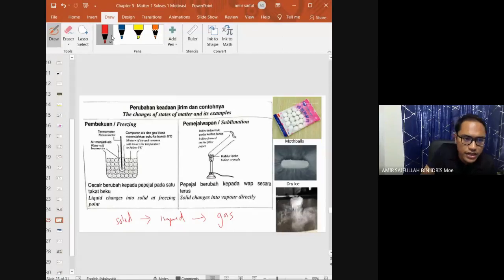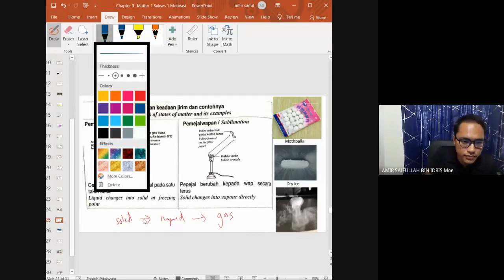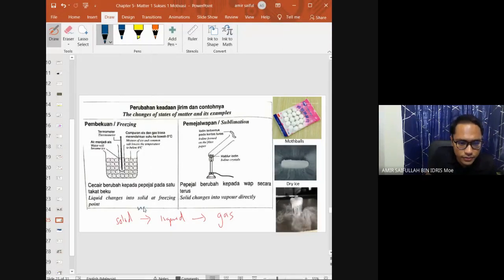Solid to liquid is known as melting. Liquid to gas, if with direct heating, it is boiling. If no direct heating, it is evaporation. From gas to liquid, condensation. And from liquid to solid, freezing.